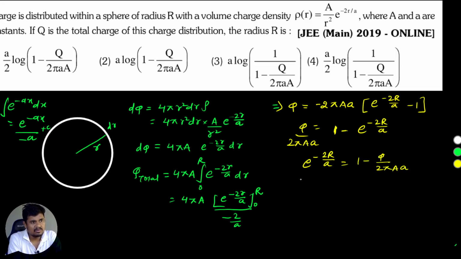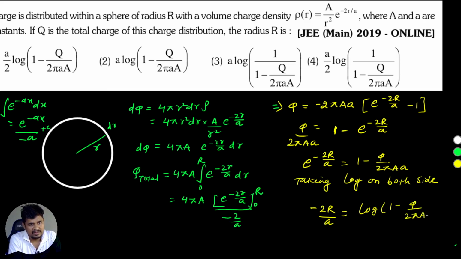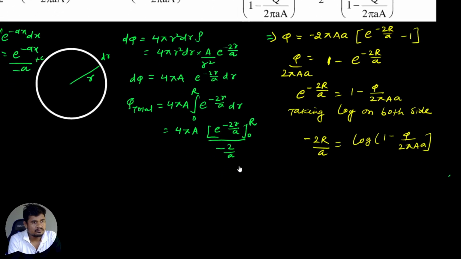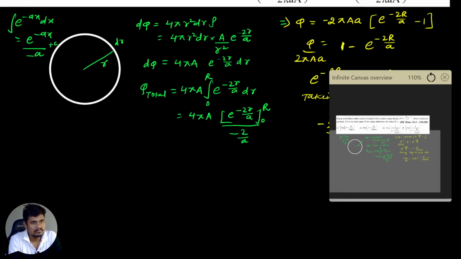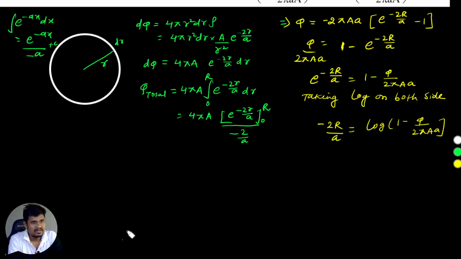Now we will take log on both sides. Taking log on both sides, we will get minus of 2R by a equals log of 1 minus Q by 2 pi A a. The next step is again simple. We have to just keep on going.